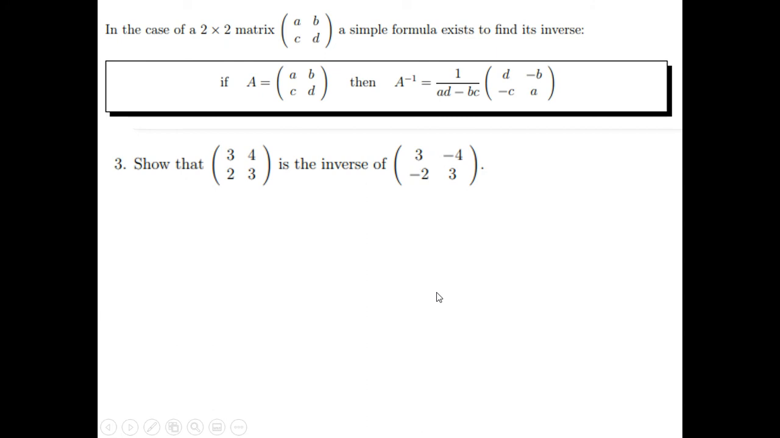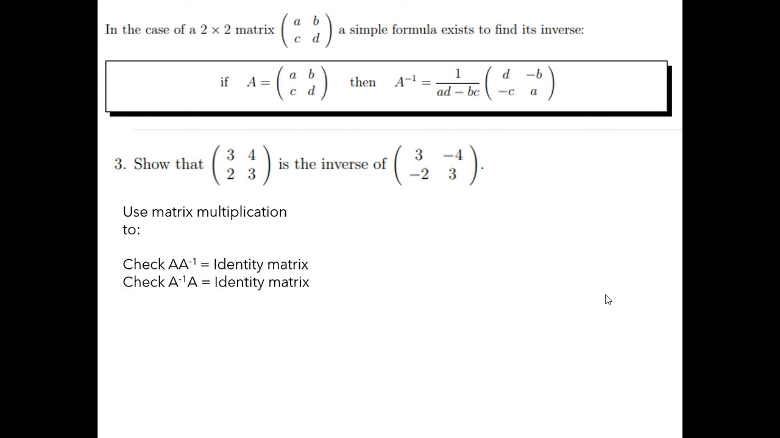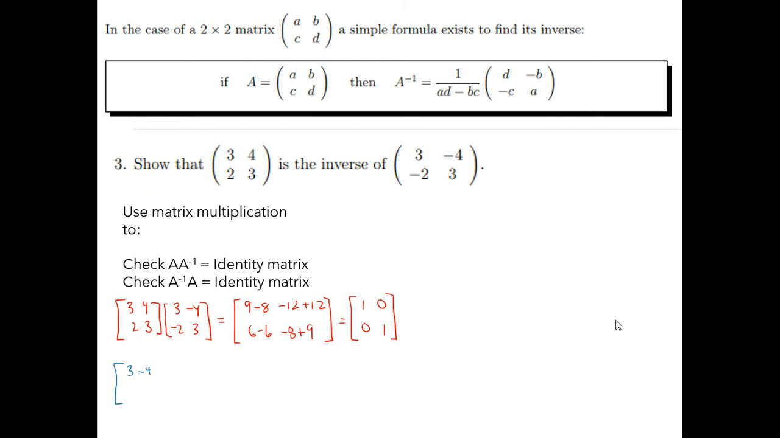Number 3 says, show that 3, 4, 2, 3 is the inverse of 3, -4, -2, 3. And again, we can do this by using matrix multiplication. So we check that A times A inverse is the identity matrix and vice versa, A inverse times A is the identity matrix. So I went ahead and multiplied my inverse matrix by my original matrix, and as we can see, we do get the identity matrix. And I did it vice versa, and I also ended up with the identity matrix.